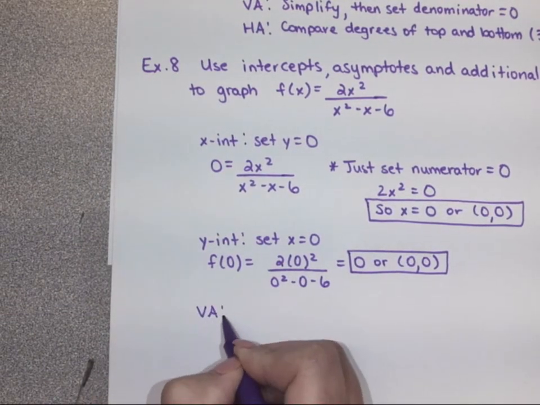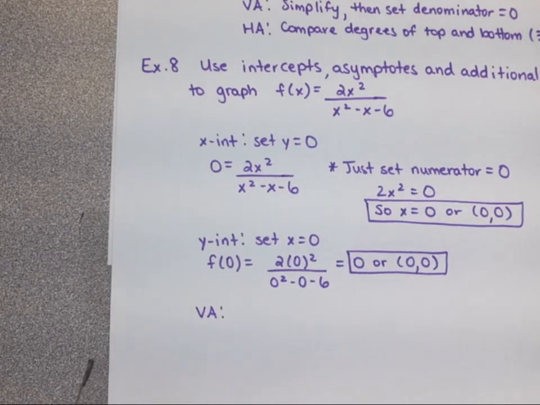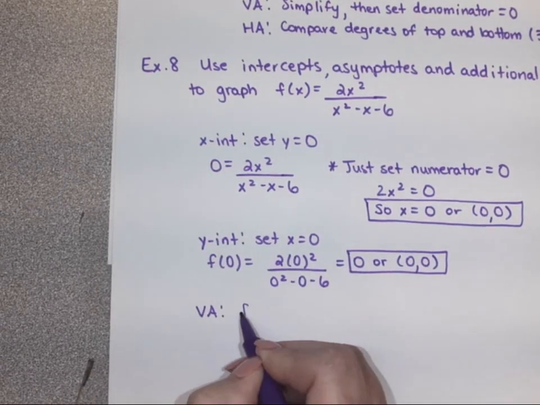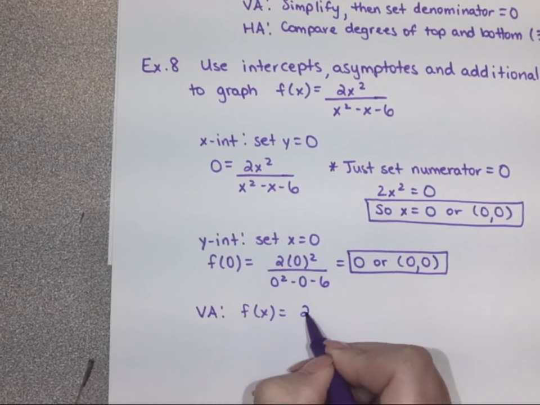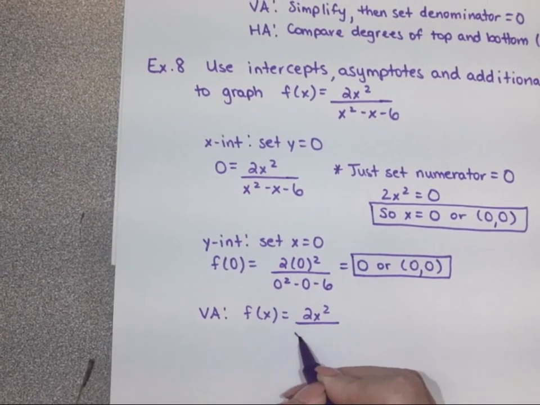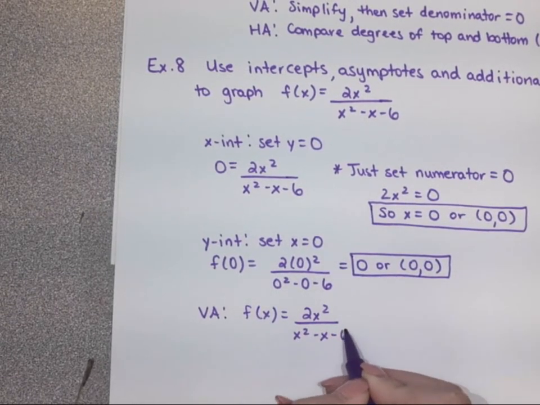All right, let's find the vertical asymptote and see what we have. So let's rewrite the function and see if we can simplify it at all. So we've got 2x squared over x squared minus x minus 6.